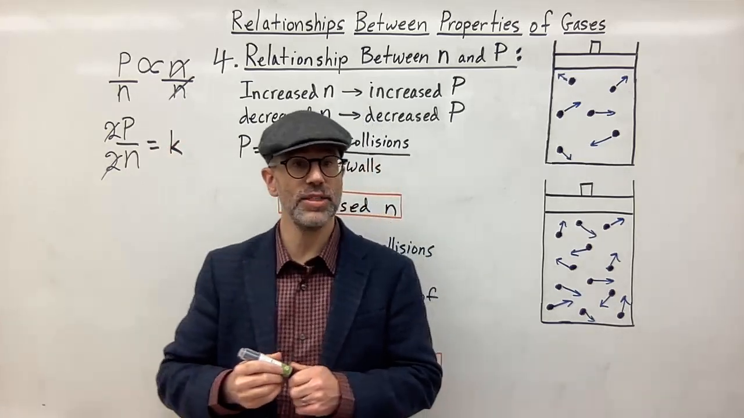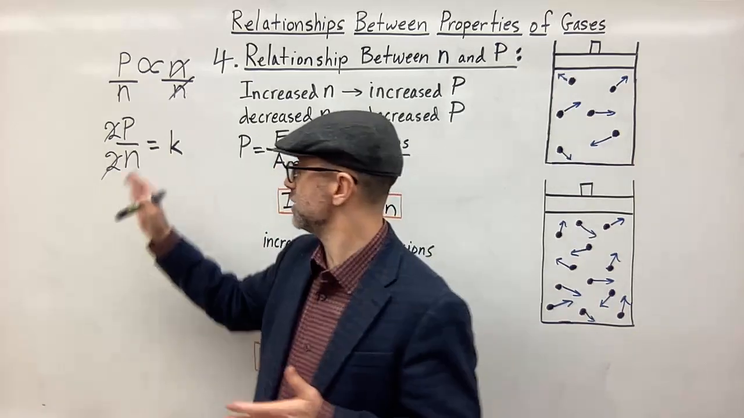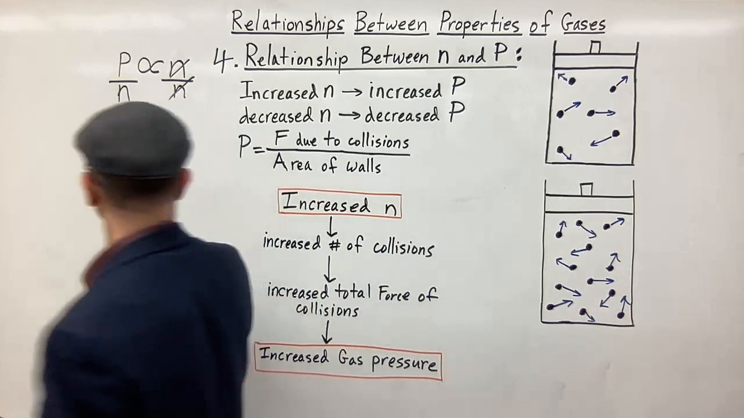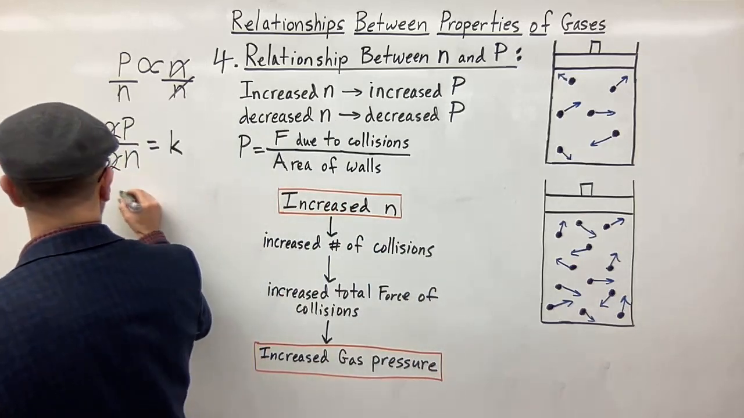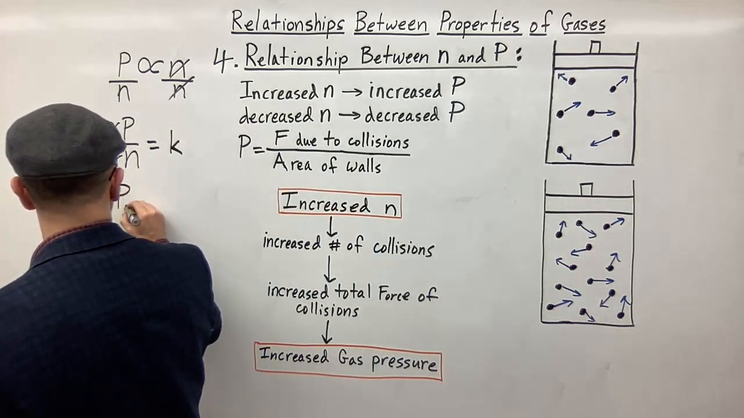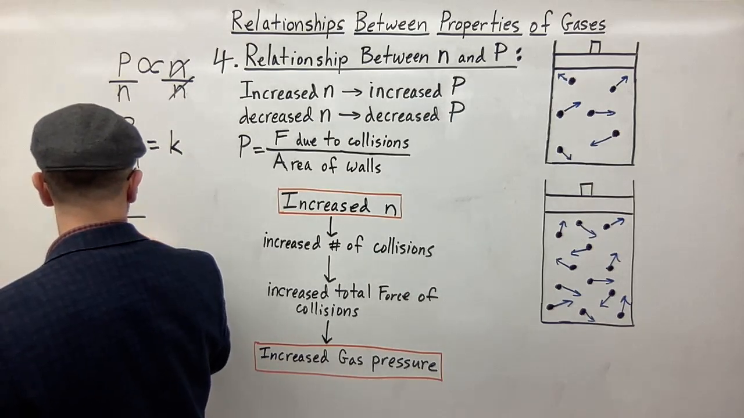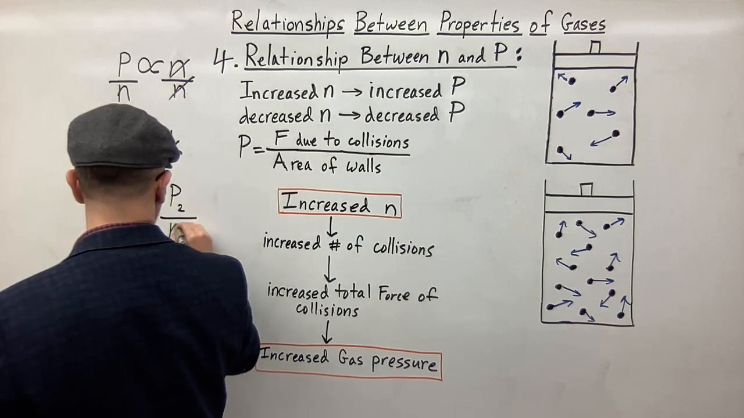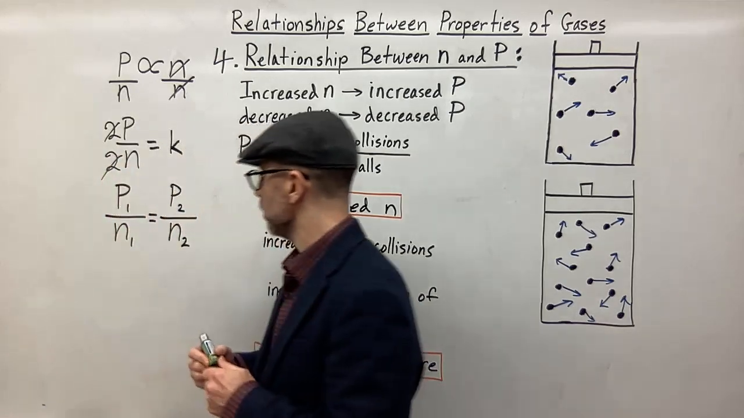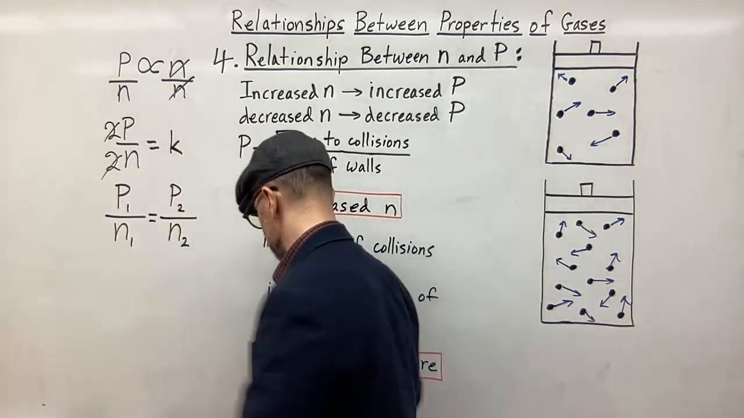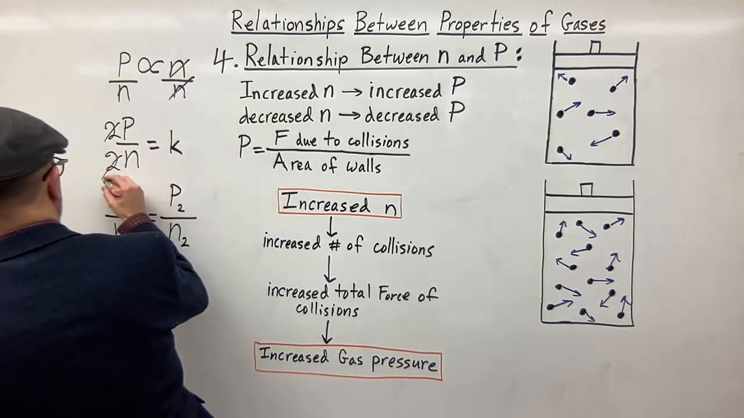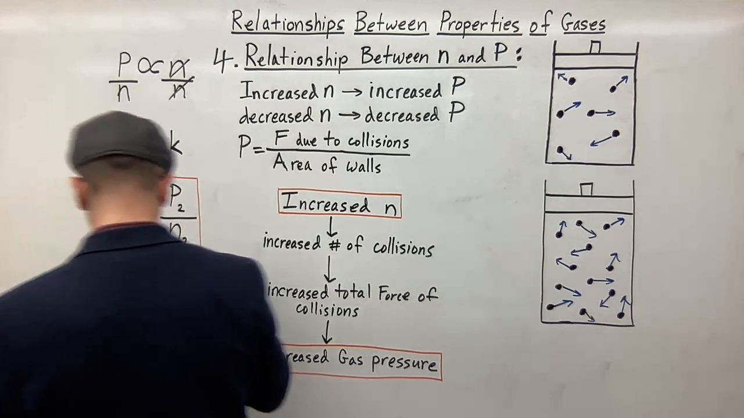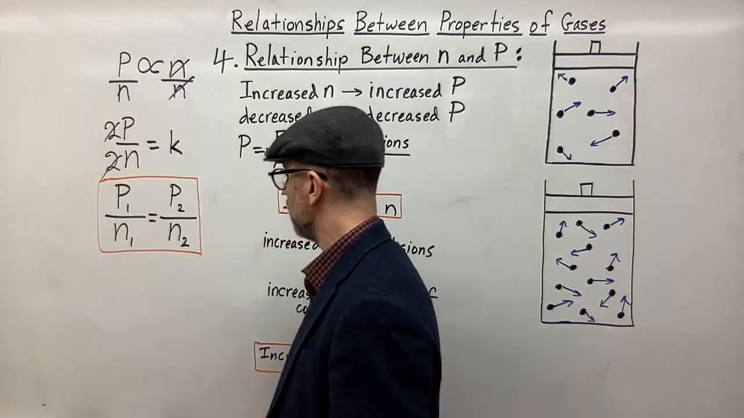The idea here is that this gives us a kind of law that we can follow. Whatever the name of that law is, it doesn't seem to have a name. It's going to be P1 over N1 is equal to P2 over N2. So this is the equation relating pressure and amount of gas.